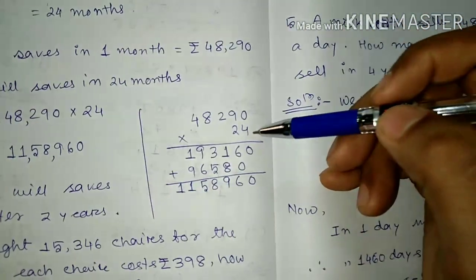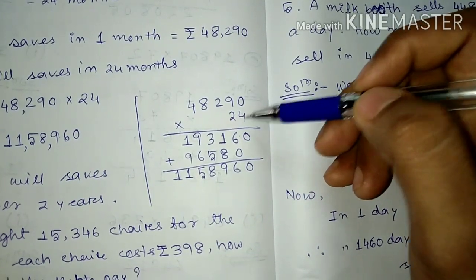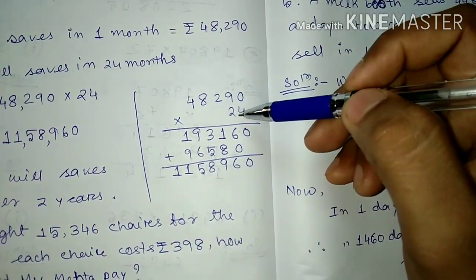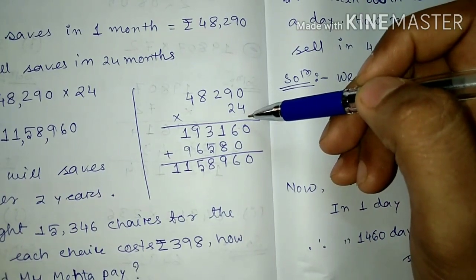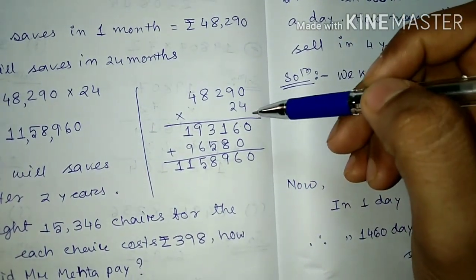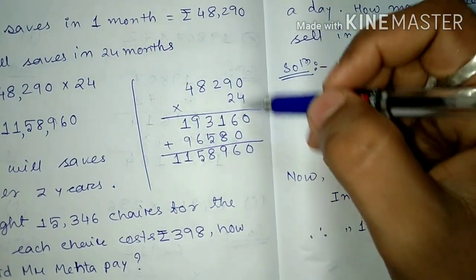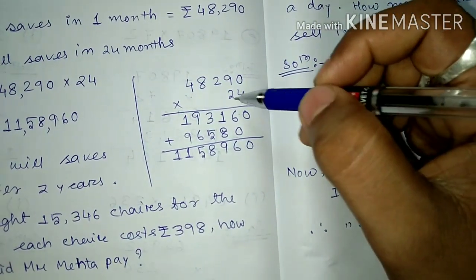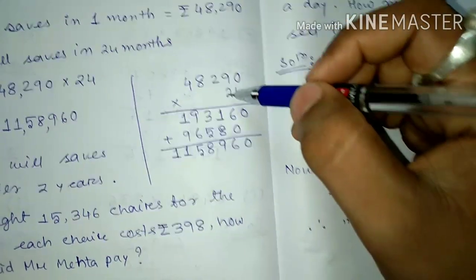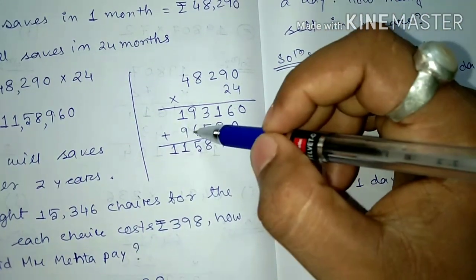Here we multiply 4 0 4, 4 9s are 36. In your hand 3. 4 2s are 8 plus 3 is 11. 4 8s are 32 plus 1 is 33. In your hand is 3. 4 4s are 16 plus 3 is 19. Similarly 2 0s are 0, 2 9s are 18, 1. 2 2s are 4 plus 1 is 5. 2 8s are 16, 6 1. 2 4s are 8 plus 1 is 9.